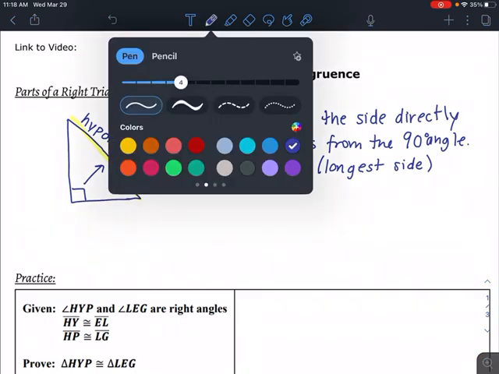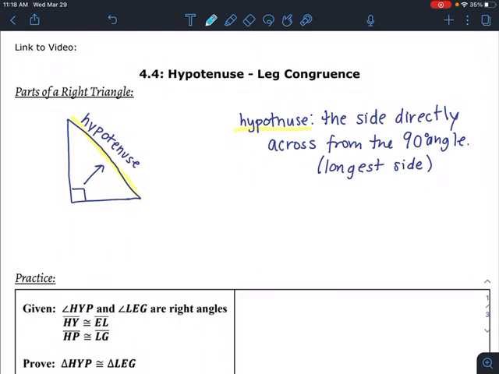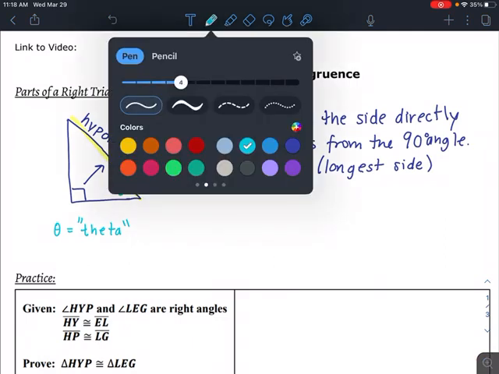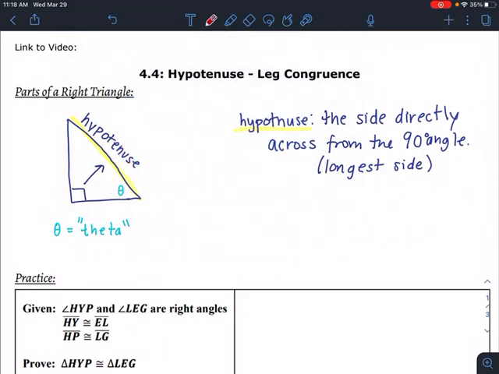The other thing I want to introduce to you today, and we'll talk more about this as we move along in geometry, is this symbol right here. This symbol is known as theta. It's a Greek letter that mathematicians often use to indicate an angle measure. Theta also marks where the opposite leg and the adjacent leg are. The opposite leg is across from theta.